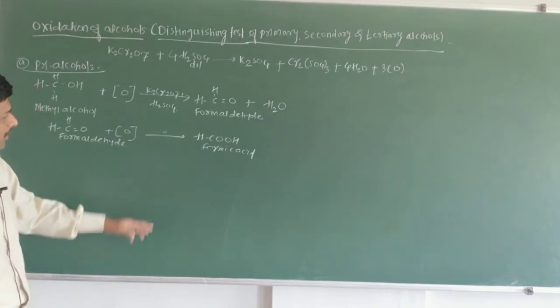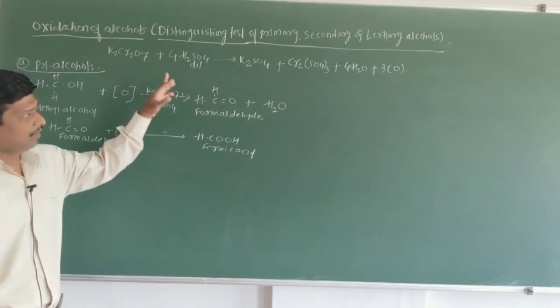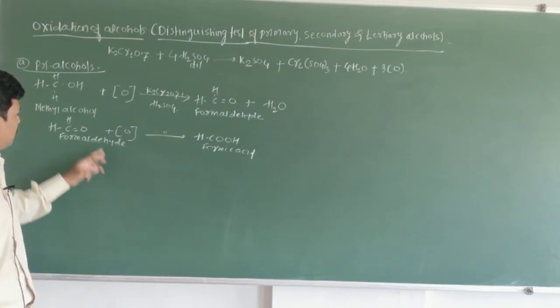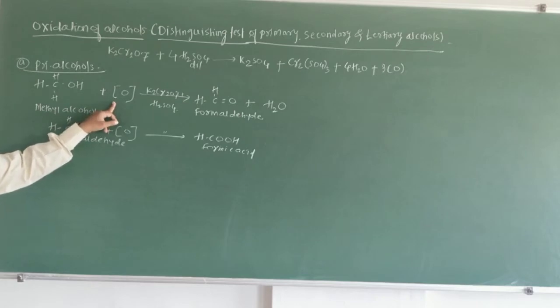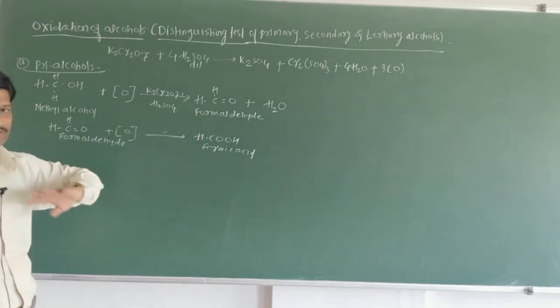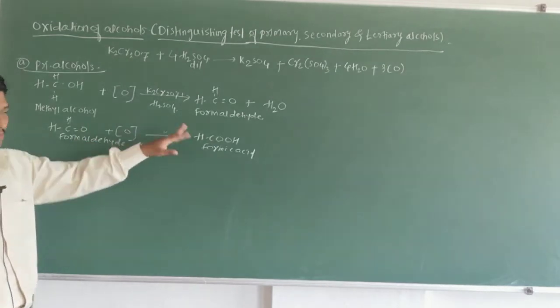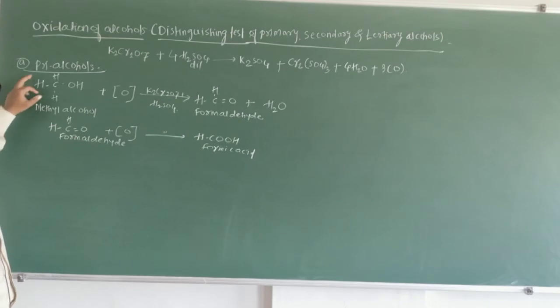So in this way the carboxylic acids are the final products in all these reactions, and this is one example. Actually, in this reaction methyl alcohol on oxidation with potassium dichromate and dilute H2SO4 forms first of all an aldehyde, which is formaldehyde, and formaldehyde on further oxidation forms formic acid. So this methyl alcohol is a primary alcohol.